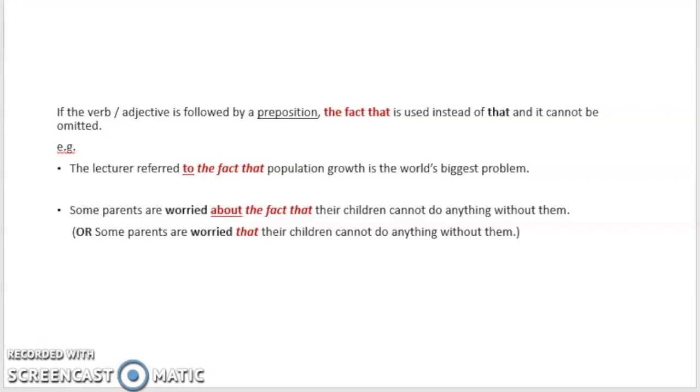Alternatively, you can rewrite the sentence in the following way. Some parents are worried that their children cannot do anything without them. As you can see, there is no preposition after the adjective, and in that case, the noun clause begins with that. Let's practice combining some sentences using that clauses as the object.